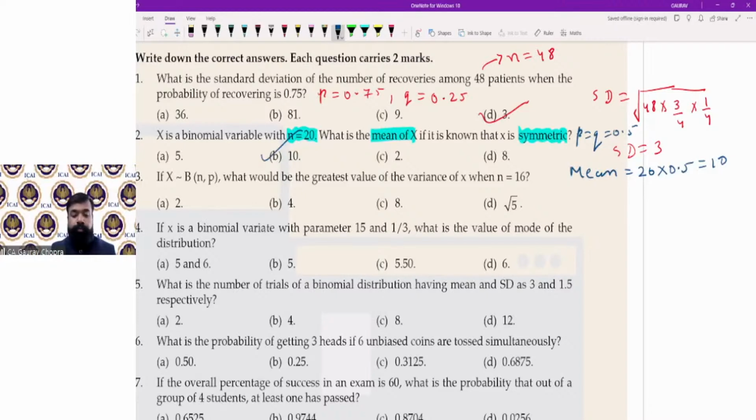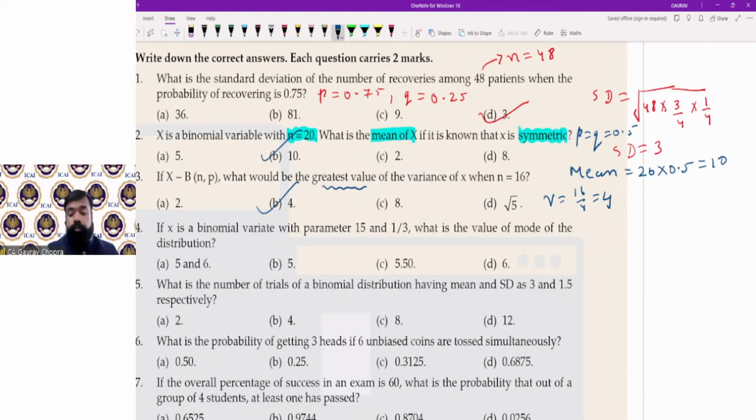Then the third one. x follows a binomial distribution with parameters n, p. Then what will be the greatest value of variance of x? So you have to find the greatest value. It will be n upon 4. So variance is 16 by 4, that is 4. Option number B. Option B is correct.